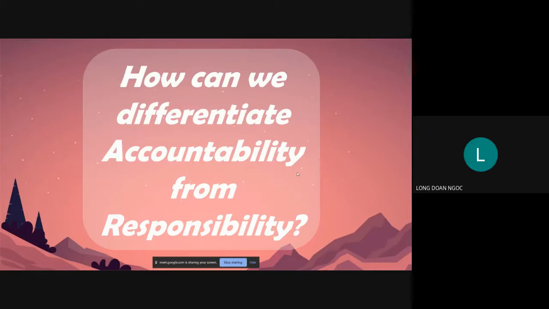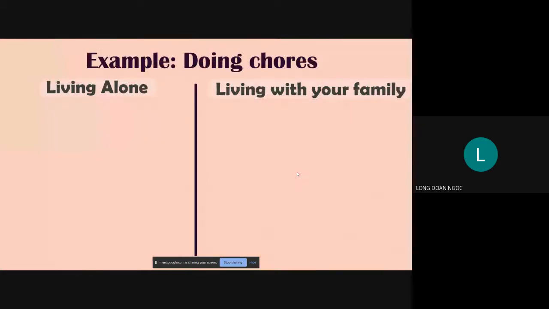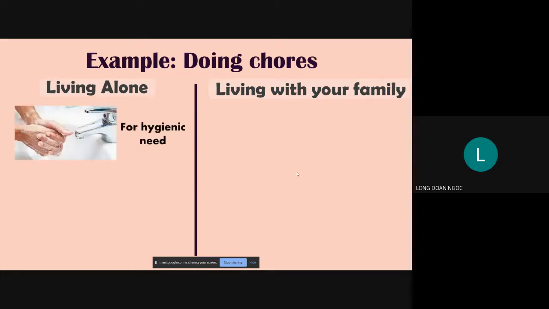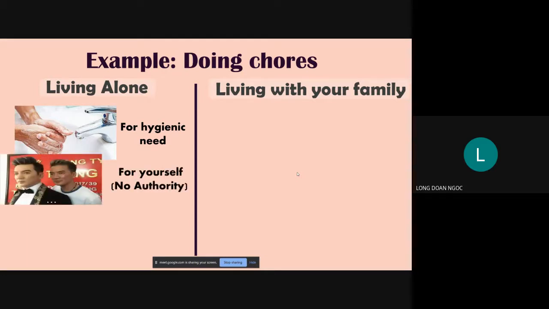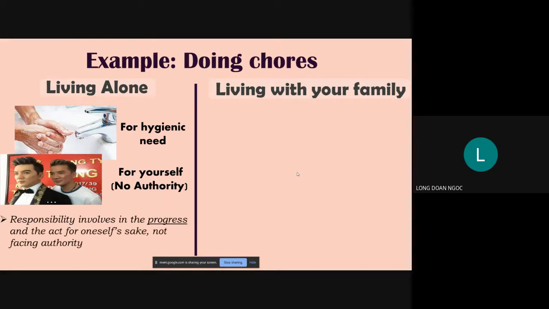So how can we differentiate accountability from responsibility? Given an example relating to doing housework. In the first scenario, you are living alone. The demand for hygiene involves you doing chores. In this case, you can decide whether to do the housework because no authority forces you to do that except for your own sake. The desire to do housework for yourself is called responsibility.